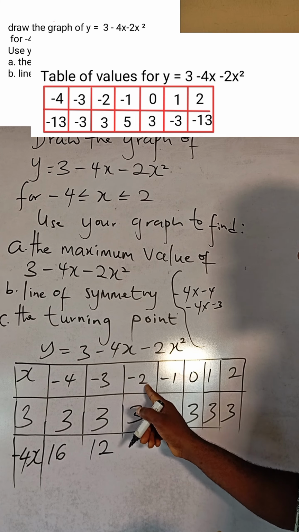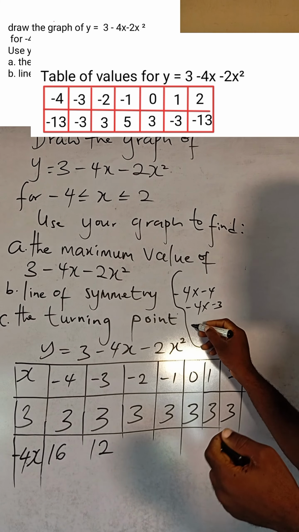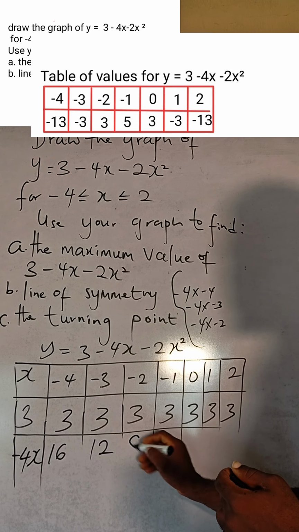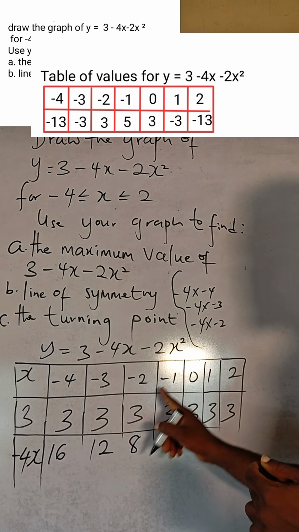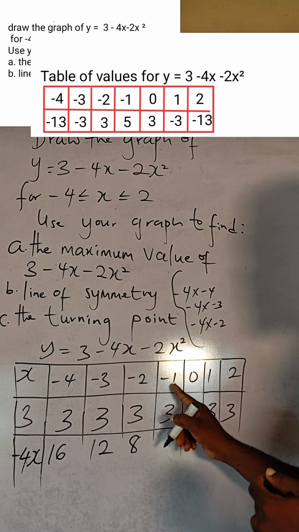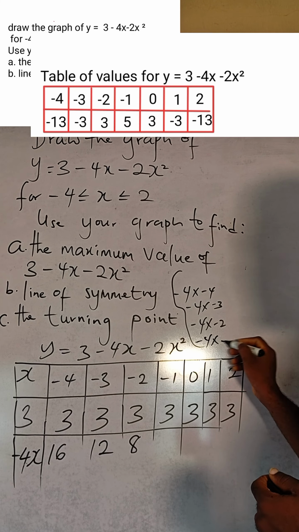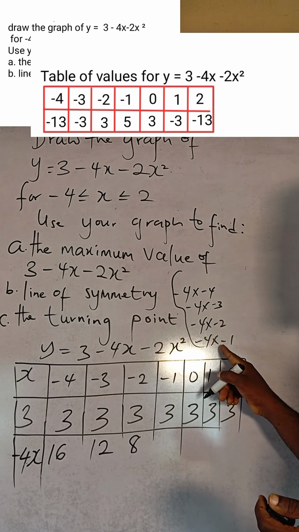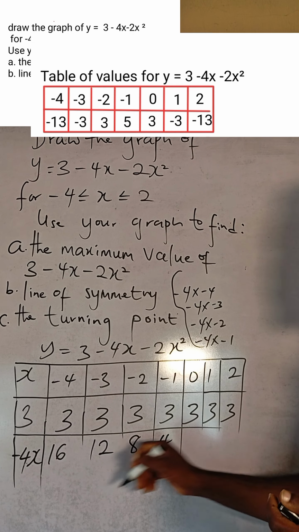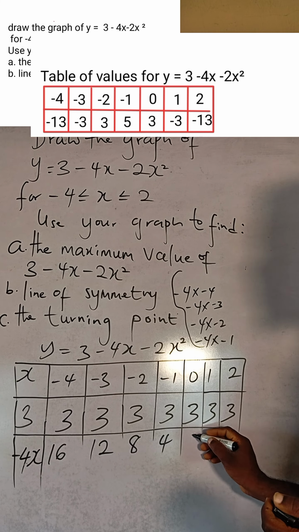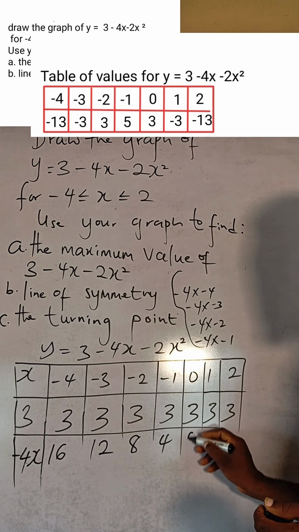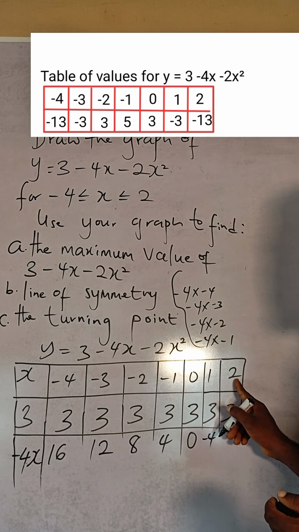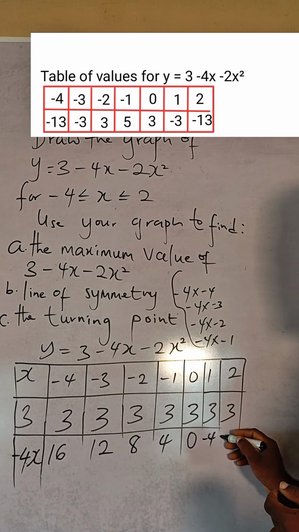Here, -4x. What is the value of x here? We have -2. So -4 times -2. Minus times minus is plus. 4 times 2 is 8. Minus times minus again is plus. The x value here is -1, so we have -4 times -1, which is going to give us +4. 4 times 1 is 4. For -4x, the x value here is 0, so automatically any value multiplied by 0 is still 0. So I have 0 here. Here we have -4 times 1, which is -4. x is 2 here. -4 times 2 becomes -8.